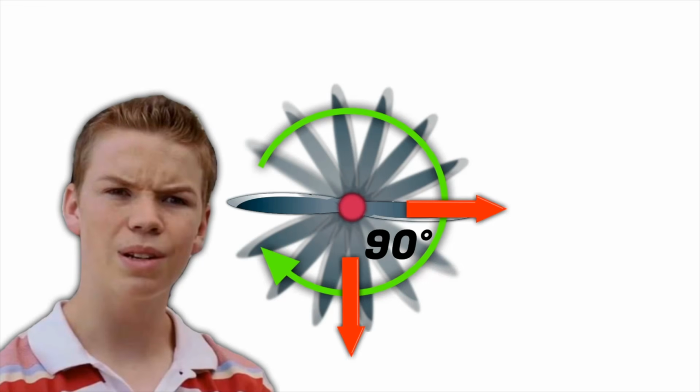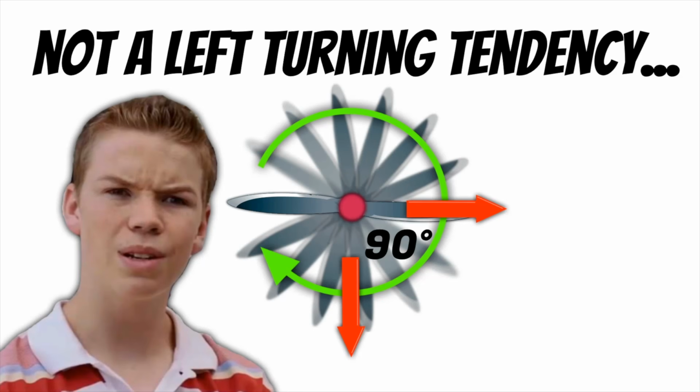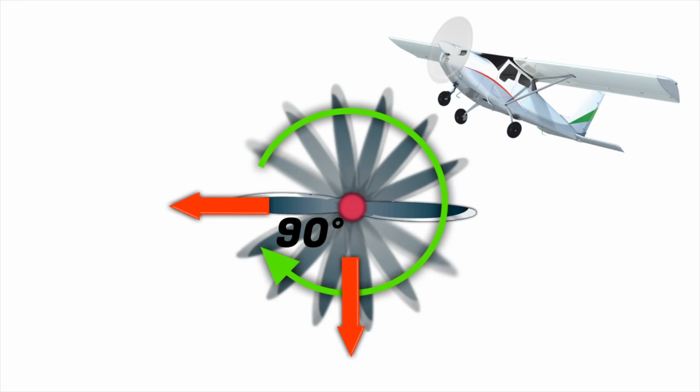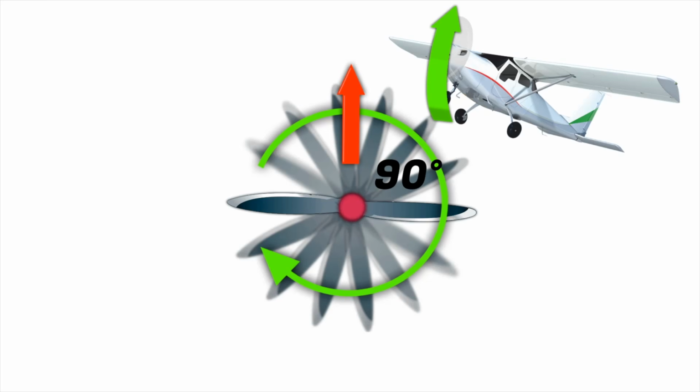And I know what you're thinking. This isn't really a left turning tendency. No, it's not. But what do you think would happen if we pitched the nose of the airplane down? Yeah, 90 degrees ahead of that is left, which is a left turning tendency. And this isn't a big deal in a tricycle gear airplane because when we take off, we typically pitch the nose of the airplane up. And in this case, gyroscopic precession helps eliminate some of those other left turning tendencies for a second.